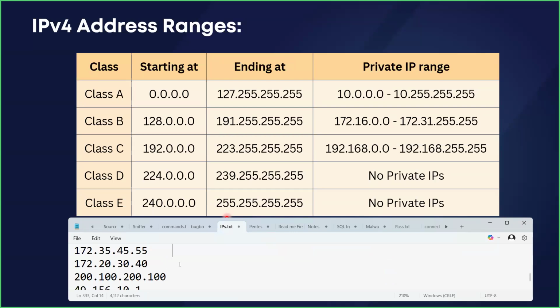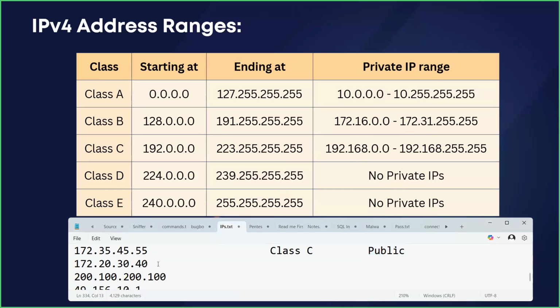Next one: 172, 35, 45, 55. Class B. Private? I've got an answer as private. Are you sure this is a private IP? Sorry, public. Yeah, this is a public IP. The second octet here is 35. It's not between 16 and 31. It's outside that range. So therefore, that's a public IP. Right.